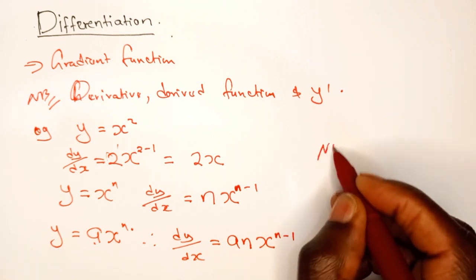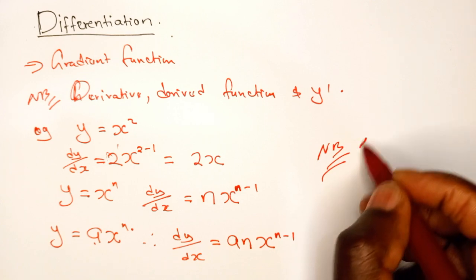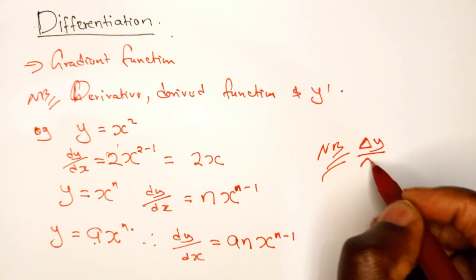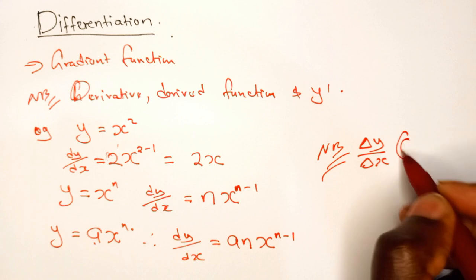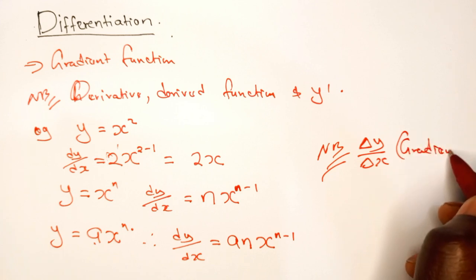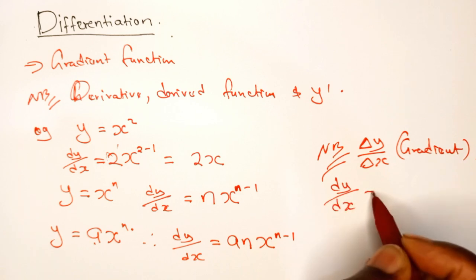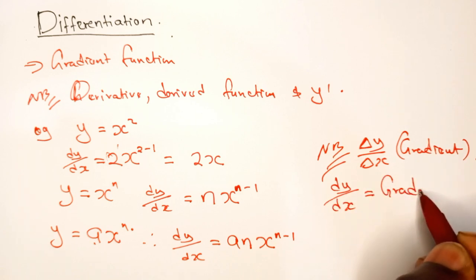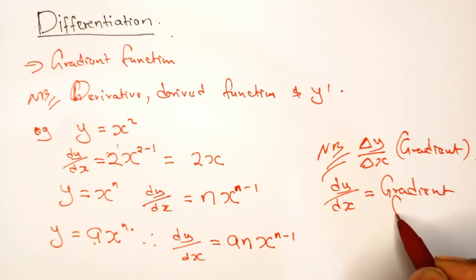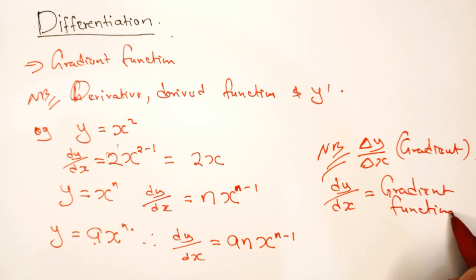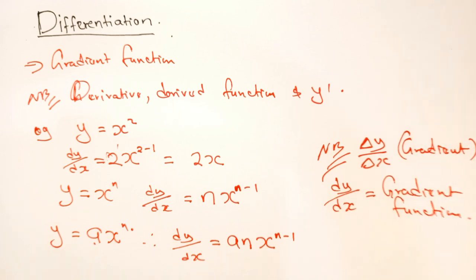NB. Now, change in y over change in x, this one is a gradient and it is always constant. But dy dx gives you what we call the gradient function. And this gradient function is the one that can help you to get the gradient of a curve at a specific point. Examples.